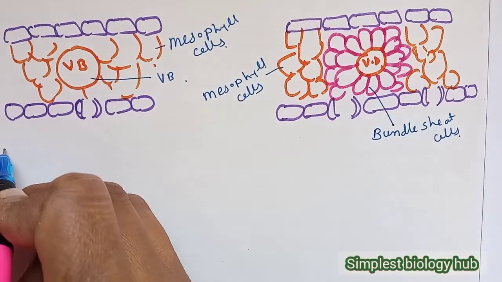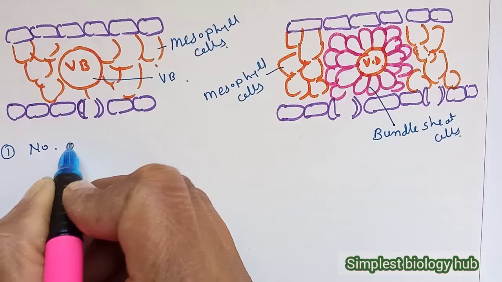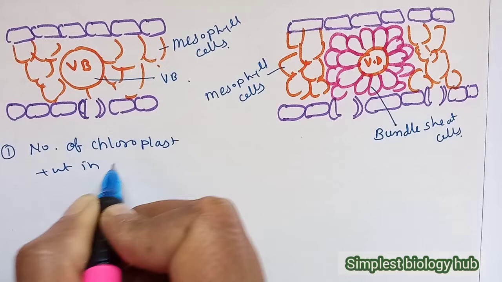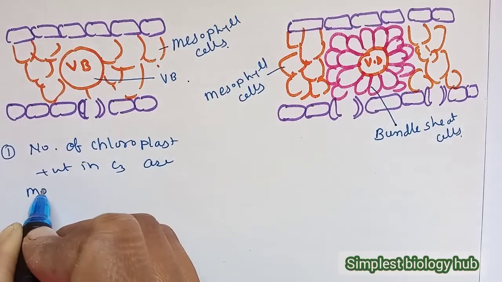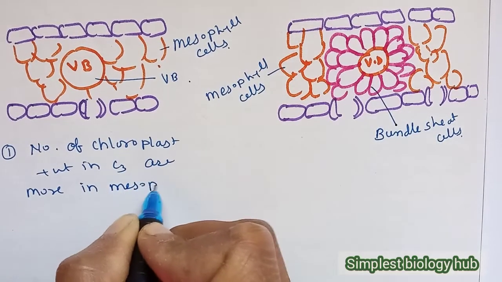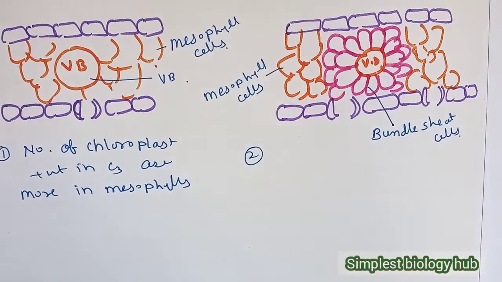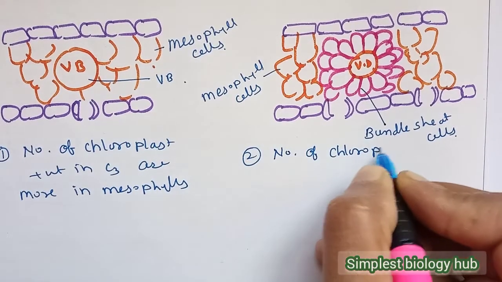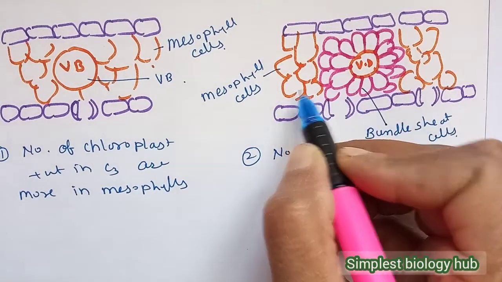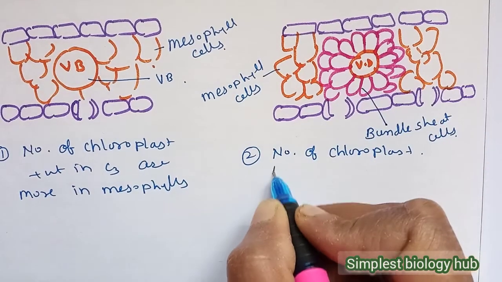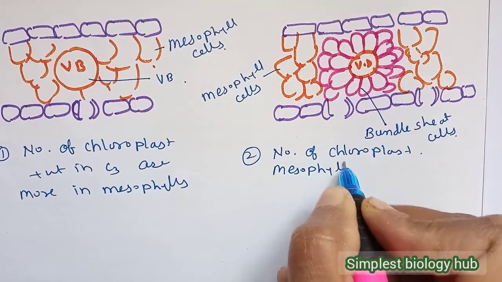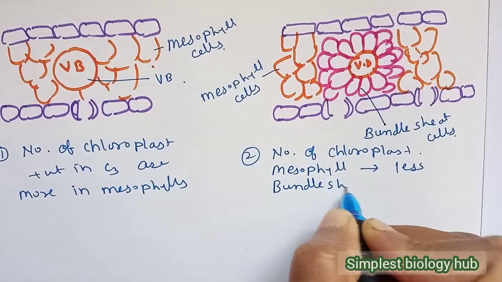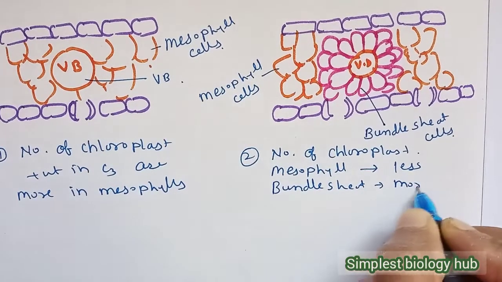Again, one thing is added here. The chloroplasts present in C3 plants are more in the mesophyll, but in the case of C4 plants, chloroplasts are present in both cells, mesophyll cells as well as bundle sheath cells, but in the mesophyll the number is less, and in the bundle sheath cells the number of chloroplasts is more.